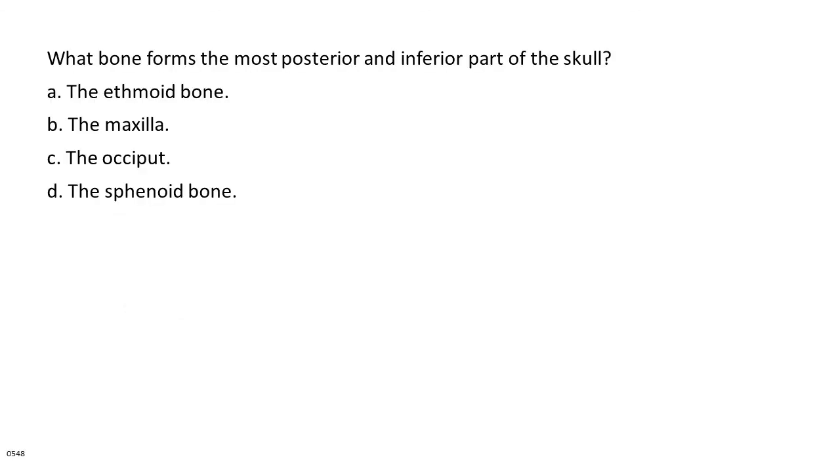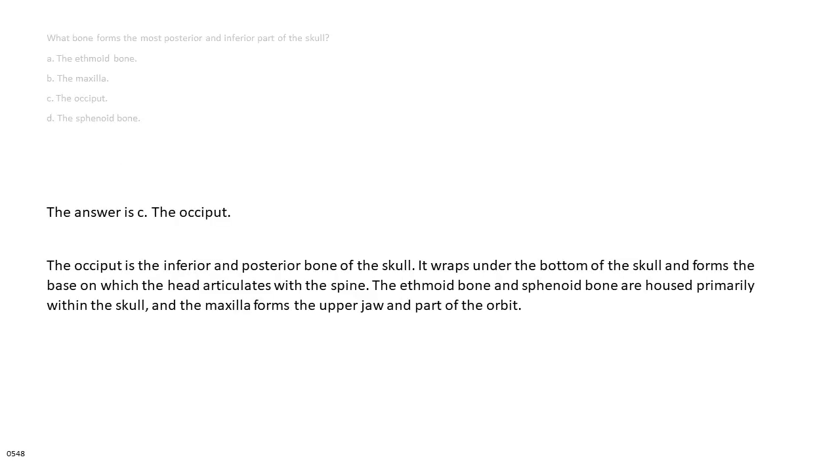What bone forms the most posterior and inferior part of the skull? A. The ethmoid bone. B. The maxilla. C. The occiput. D. The sphenoid bone. The answer is C. The occiput.